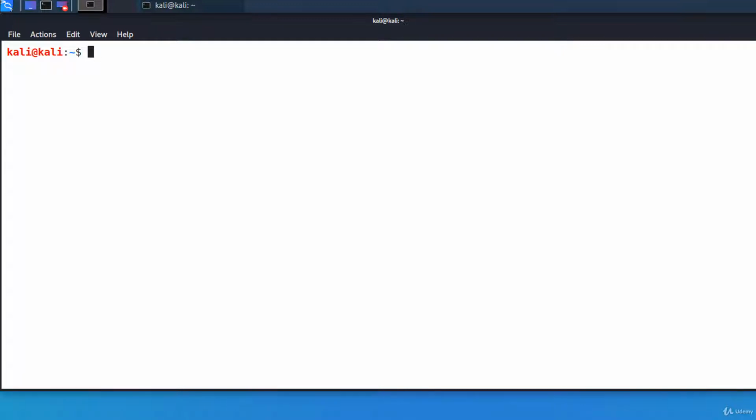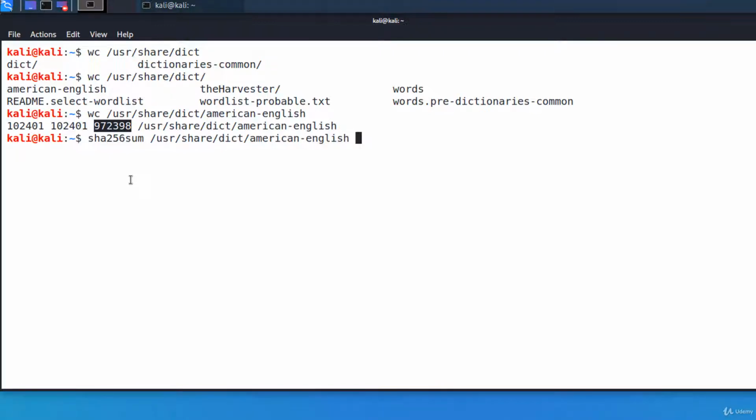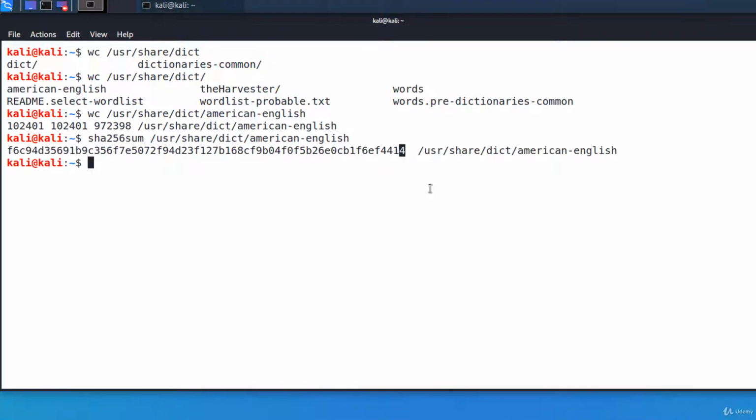Let's see how many characters and words are in that file. /usr/share/dict/american-english. There are almost 1 million characters. Let's calculate the hash of that file. This is the hash, and I'll change a single character.